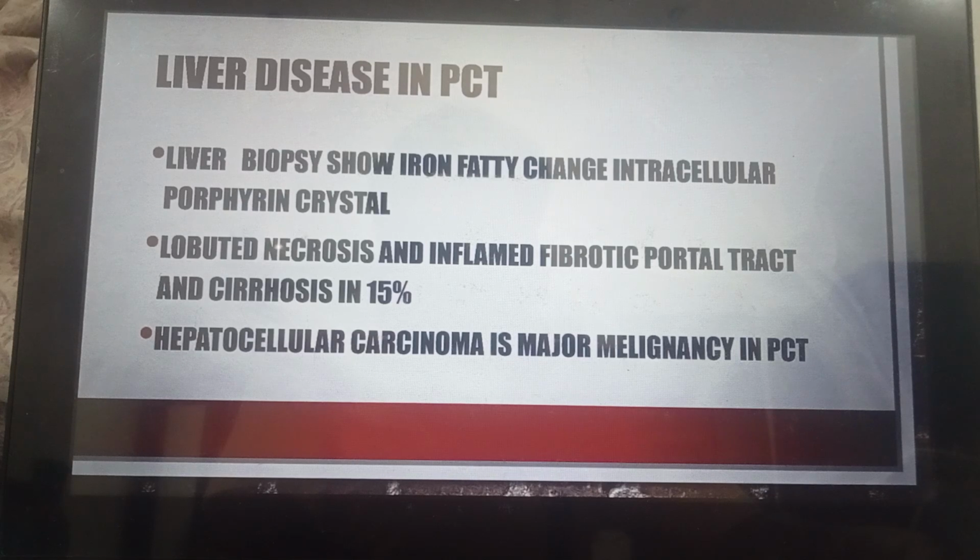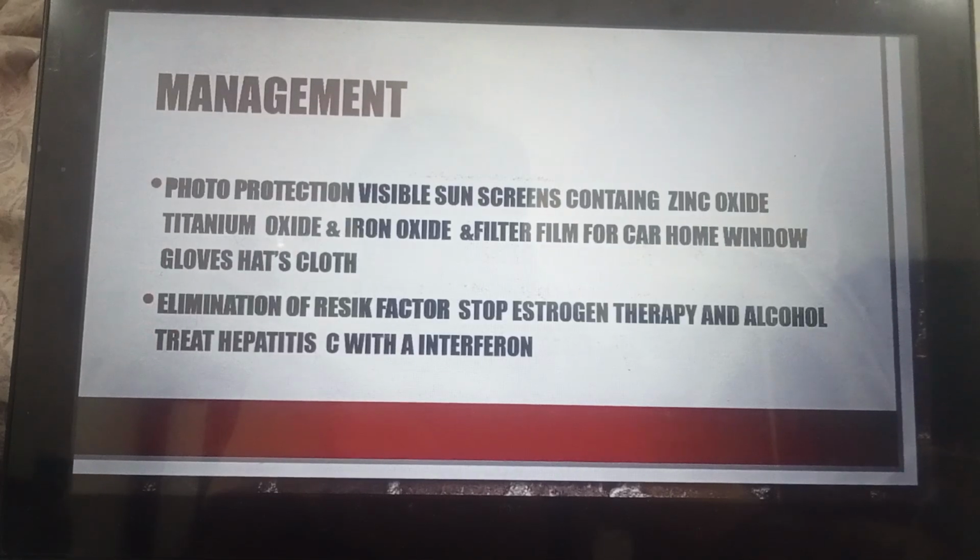Liver disease in Porphyria cutanea tarda. Porphyria cutanea tarda is actually a disease of liver. In most of the cases, liver is damaged. Liver biopsy shows iron, fatty change, intracellular porphyrin crystals, lobular necrosis, and inflamed fibrotic portal tract, and cirrhosis in 15% of cases. Hepatocellular carcinoma is the major malignancy related with Porphyria cutanea tarda.